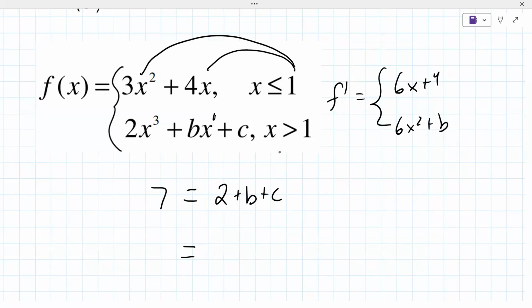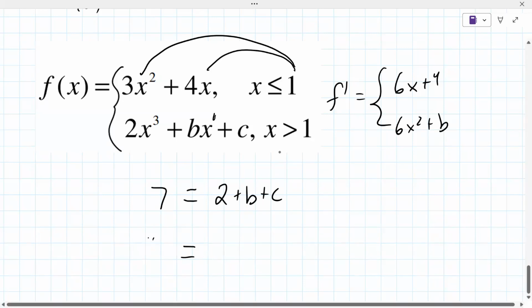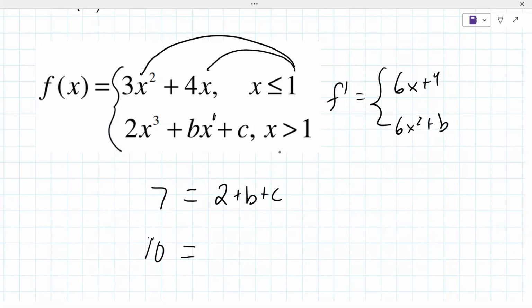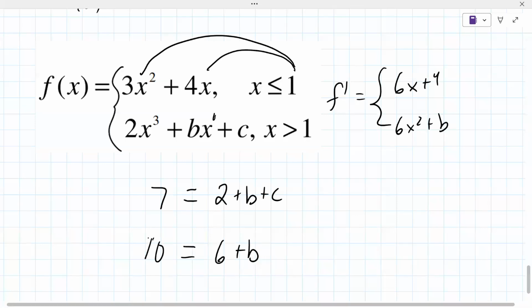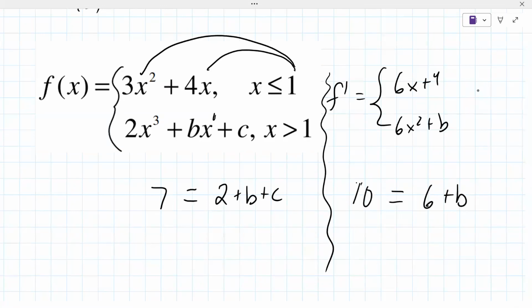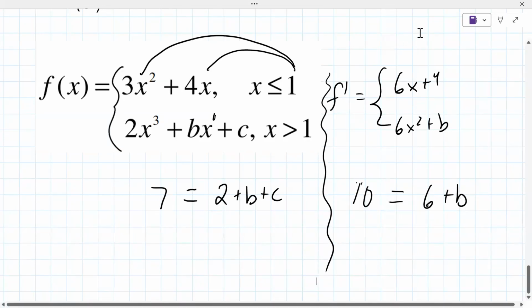So 10 for the first one equals 6 plus b plus c. So just 6 plus b. What happens to the c? Oh, it's just a constant in the derivative. Okay. Maybe the way I'm doing it is unclear, but it's two separate things. You could get a system of equations, though this one is not, but here you can solve for b and then for c.